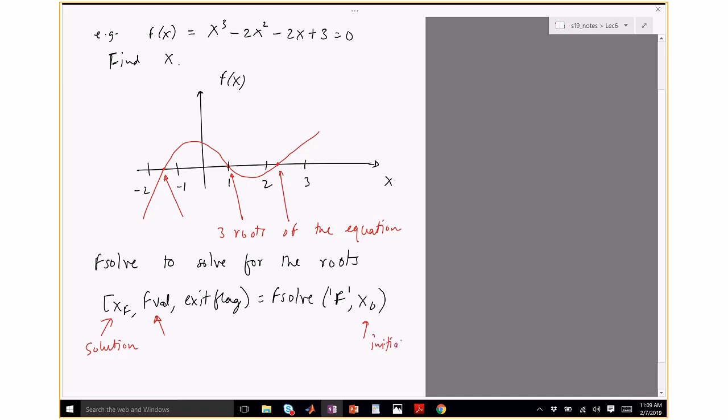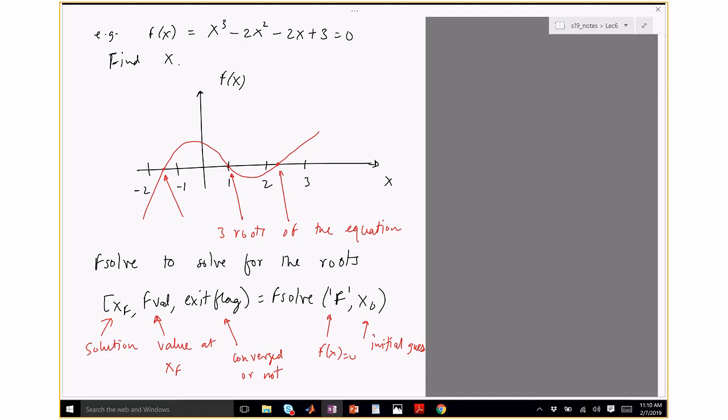This is the function whose roots you want to find. This is the value at xf, which means that if you're exactly at the root, then fval will be equal to 0, and the exit flag tells you whether it converged or not. So it's important to know how confident it is in figuring out whether it gives you the root or not. So let me show you the code and let you go.